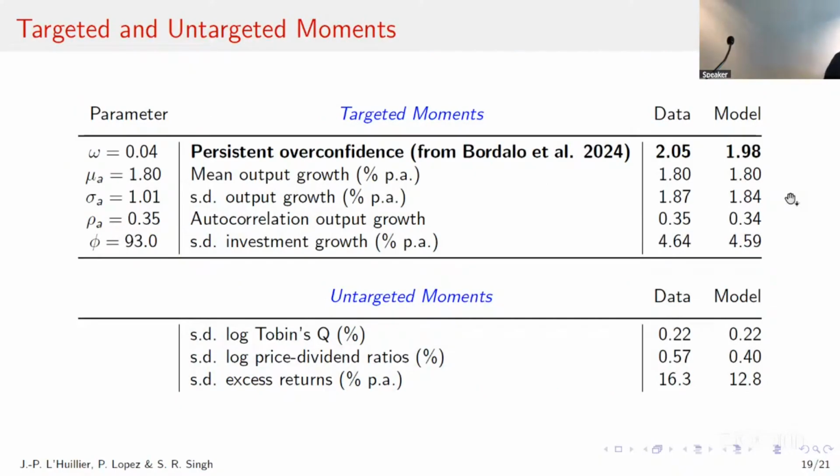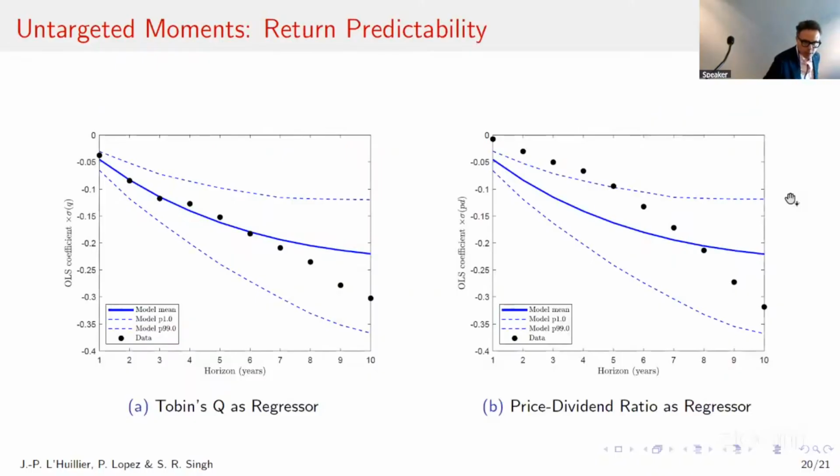And we're going to get this as a bit of a plumbing exercise, to make sure that we're broadly in line with the dynamics in the data. Then we're going to show what we care about: untargeted moments for financial things, including excess returns and return predictability.